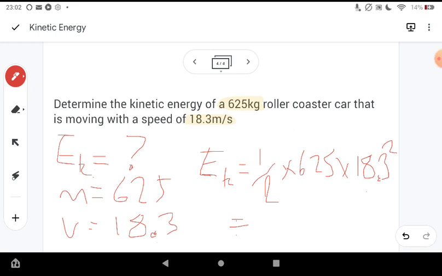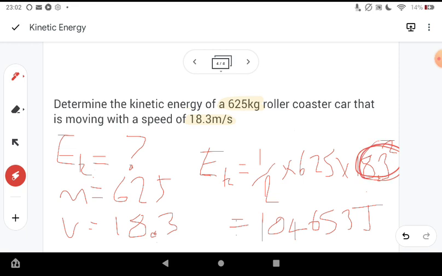Now, if you plug that all into a calculator, you're going to come up with an answer that's very large: 104,653.125. What I would make sure I do is I would do this first, 18.3 squared times 625, and then divide that answer by 2. That will give me this. But this number, as we predicted, is very large. I need to make it a bit smaller.